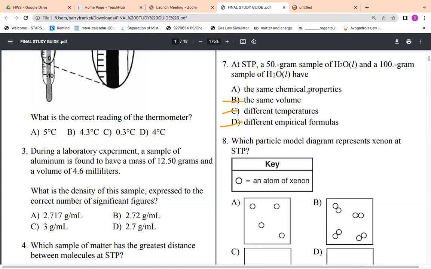They are going to have the same properties because they are the same thing. One sample is just 50 grams and the other is 100 grams. Mass is a physical property. So the only thing that's actually different about them is their mass is different. All right, their volume is also different, but yeah. So they would have the same chemical properties because they are the same thing.